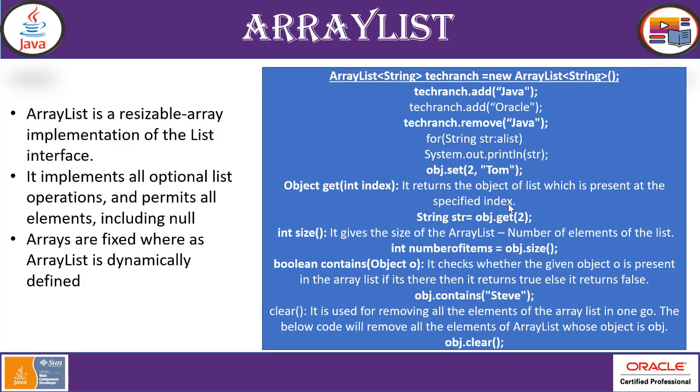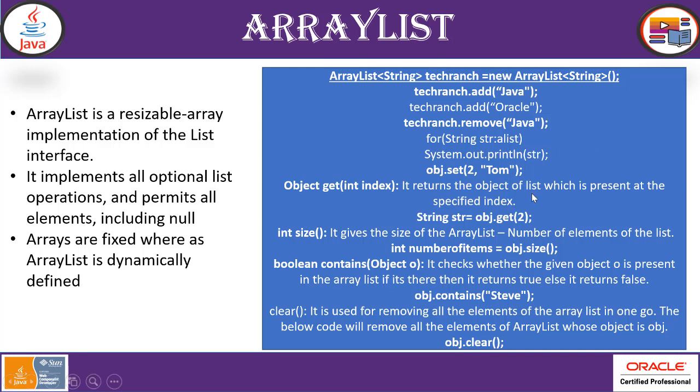ArrayList is a resizable array implementation of the list interface. It implements all optional list operations and permits all elements including null. Arrays are fixed, whereas ArrayList is dynamically defined. So all we need to understand is how it is different from the regular arrays we defined in our previous classes. This is dynamically defined; it can grow at runtime. And for arrays, we need to declare the array size in the definition only.